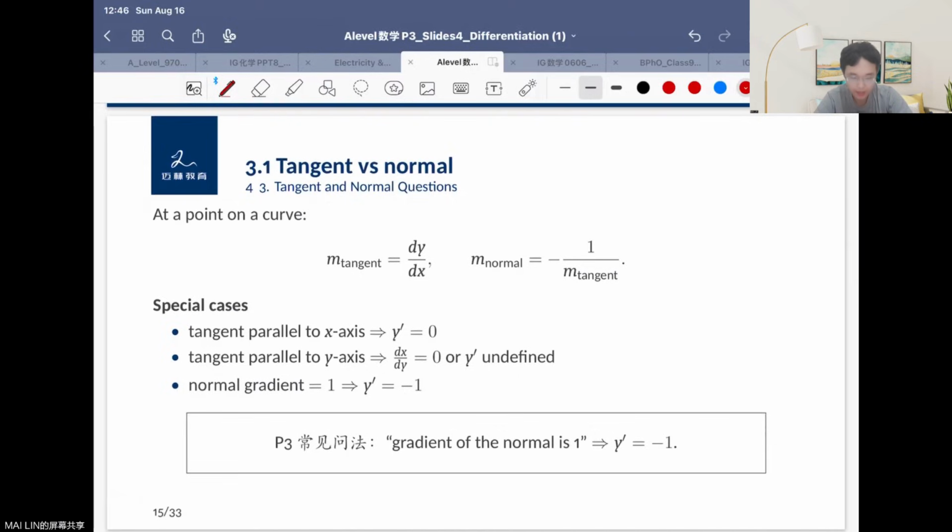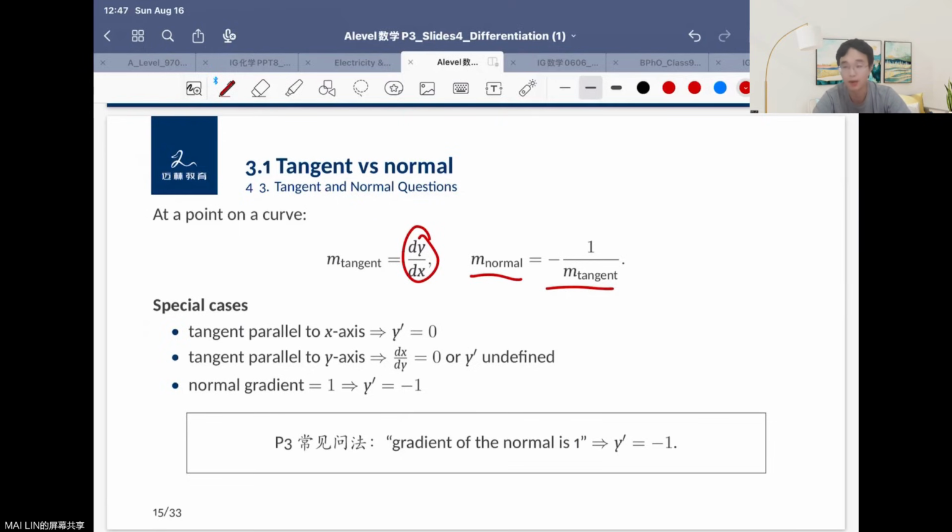First, the tangent value can be considered as dy over dx, right? So the differentiation of y can also be considered as the gradient of the tangent here. And also we can say that the normal is always perpendicular to the tangent, so the gradients have a relationship where m normal equals negative 1 over m tangent, right?